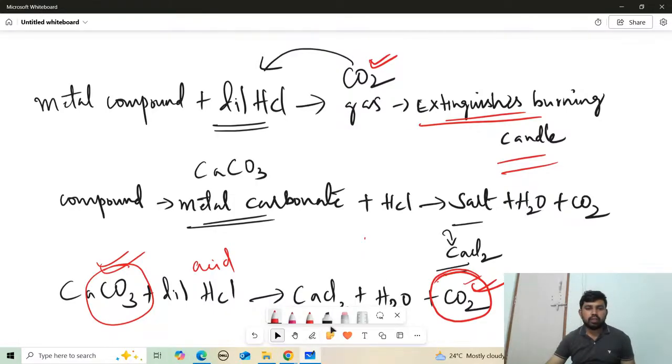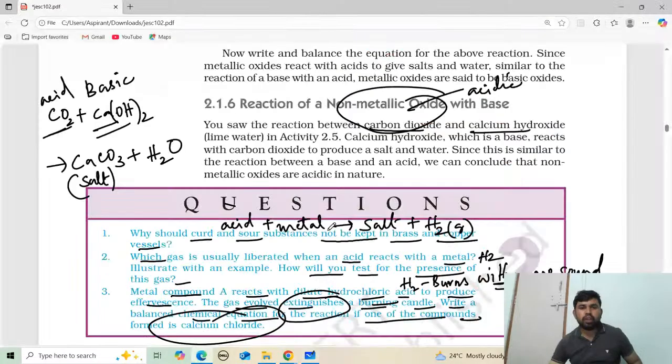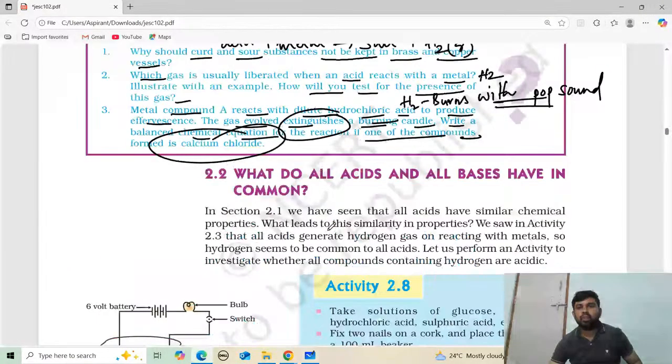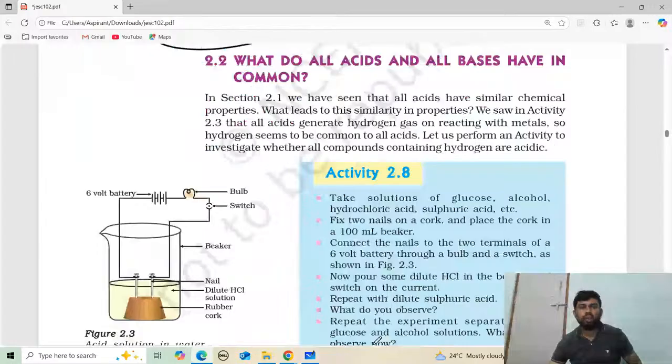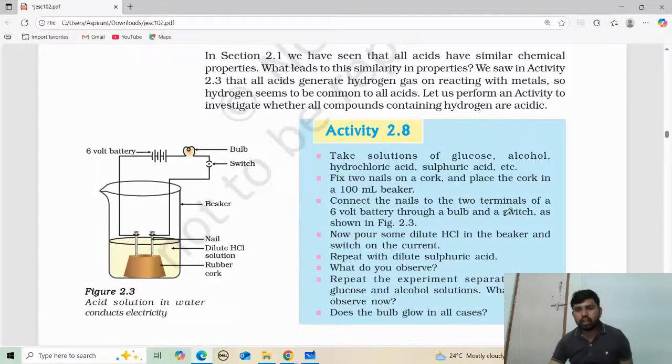Okay. Next, see the next concept. What do all the acids and bases have in common? Now see this; let me read the activity. First, they are asking us to take solutions of glucose, alcohol, hydrochloric acid, sulfuric acid, etc. They are asking to fix two nails on the cork.